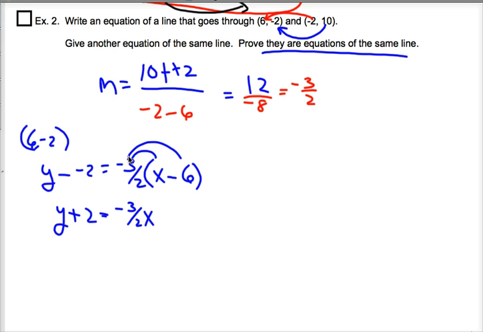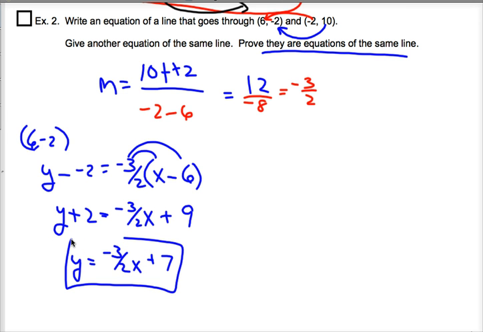A negative times a negative is positive. And we could do 3 times 6 is 18, divided by 2 is 9. Or I could do 6 divided by 2 is 3, and 3 times 3 is 9. Either way, I get a 9. And I bring the 2 over, subtract it over. And that gives me plus 7.